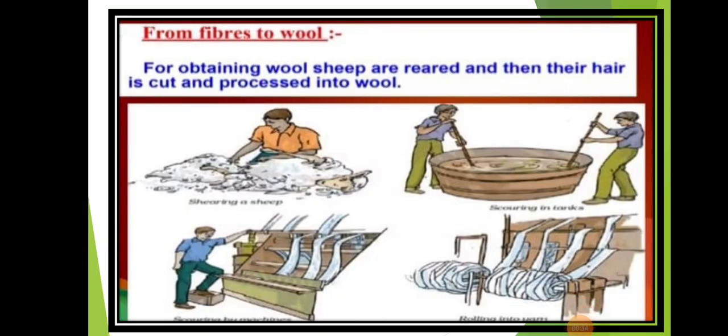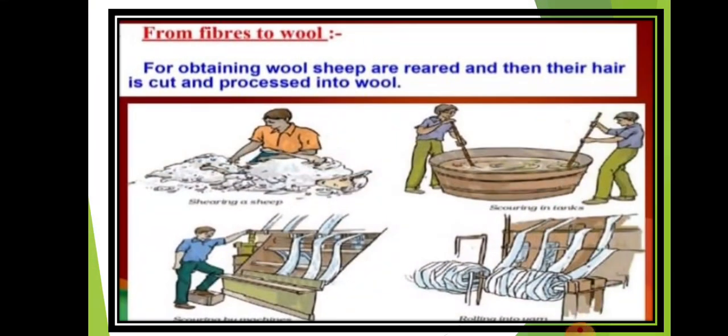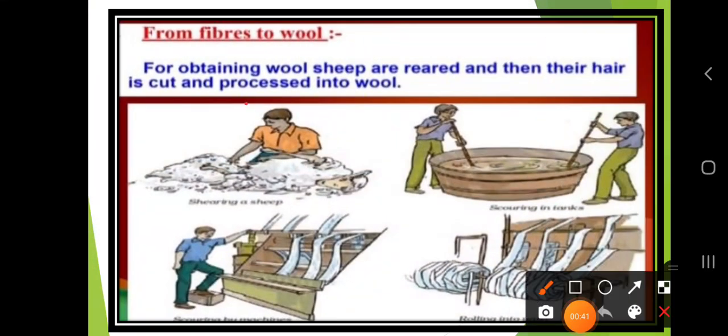Students, for obtaining wool, sheep are reared and then their hair is cut and processed into wool. So this is the one sentence on the extraction of wool. If you want to describe the extraction of wool, then you say that for obtaining wool, sheep are reared and then their hair is cut and processed into wool. This is one of the methods to get wool. Let us understand the extraction of wool.